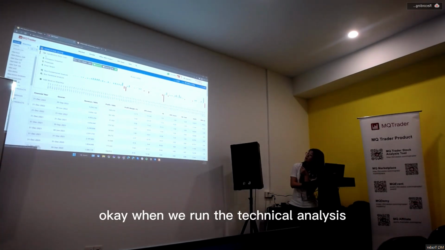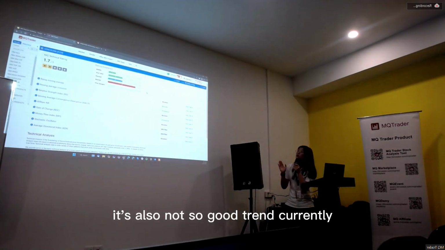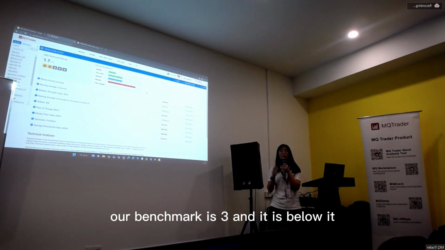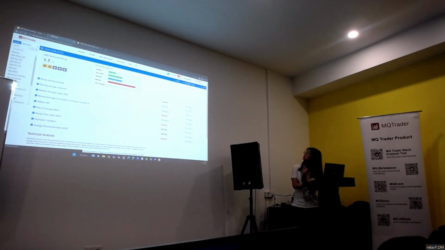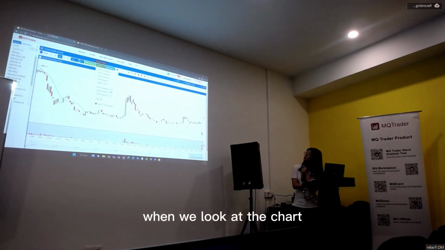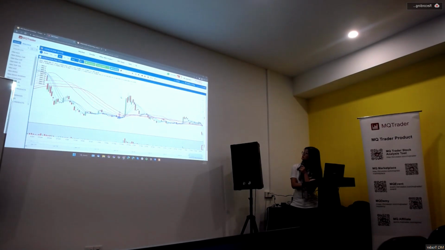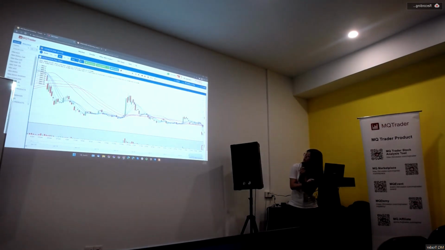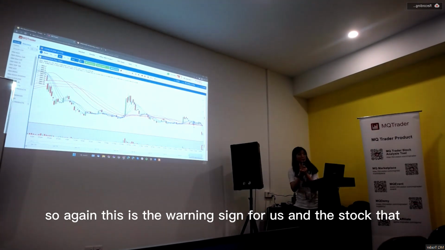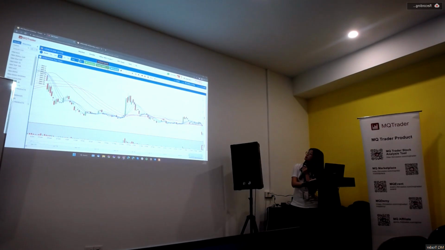When we run the technical analysis, it's also not so good. The trend is poor currently. Our benchmark is 3 and it's below it. When we look at the chart and check the trend line, it is actually shooting down currently. So again, this is a warning sign for us. On the third step, we would want to avoid it.